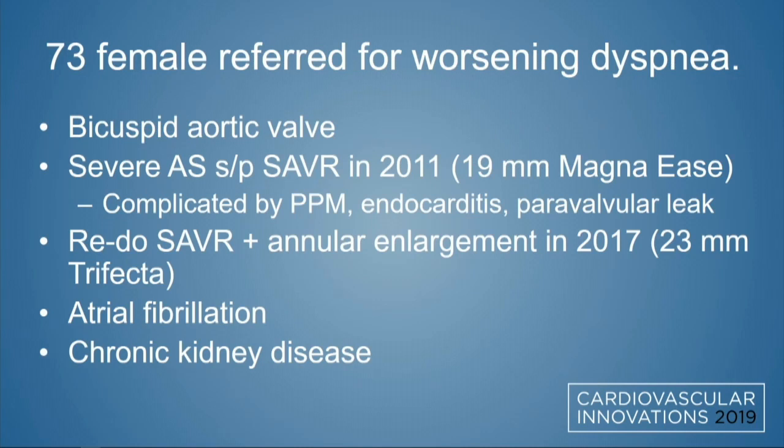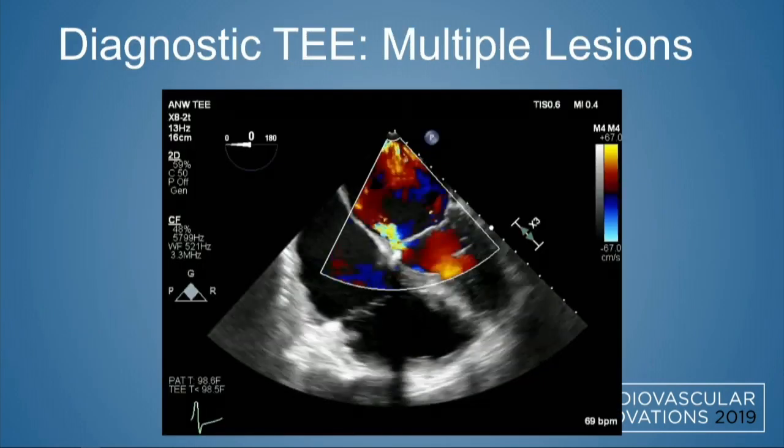So this case involves a 73-year-old lady who came in with worsening dyspnea. She had a history of a bicuspid aortic valve. She had eventually developed severe AS, required a surgical AVR back in 2011. This was unfortunately complicated by patient prosthesis mismatch and eventually endocarditis and paravalvular leak, so she had to subsequently undergo a redo surgical AVR with an annular enlargement in 2017. She also had atrial fibrillation and CKD.